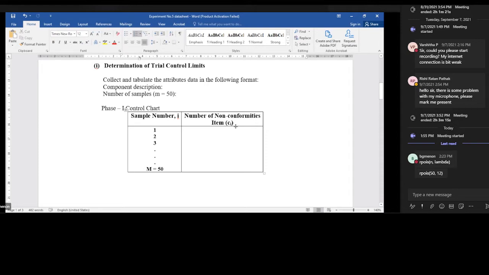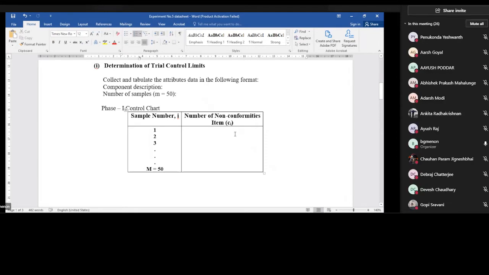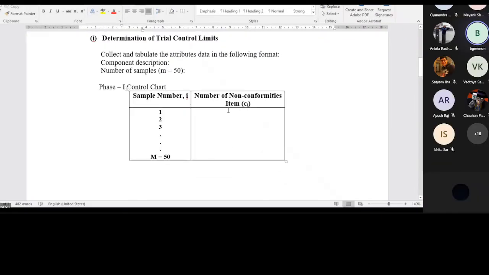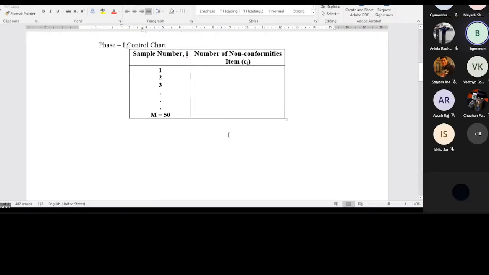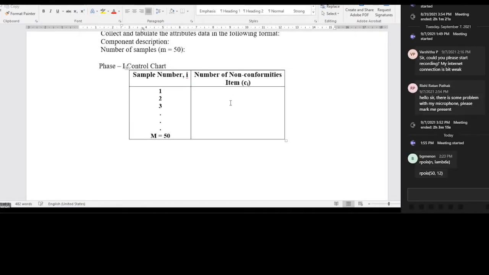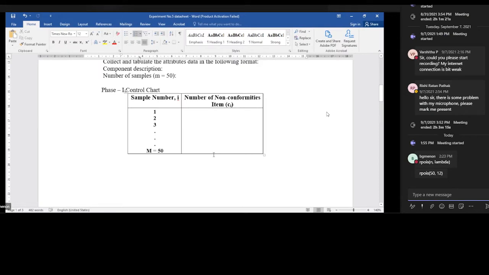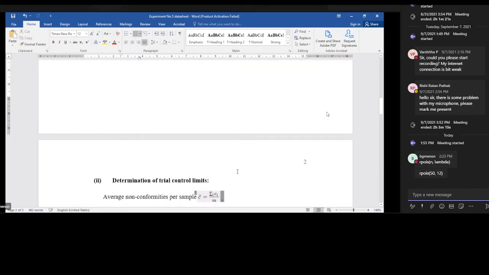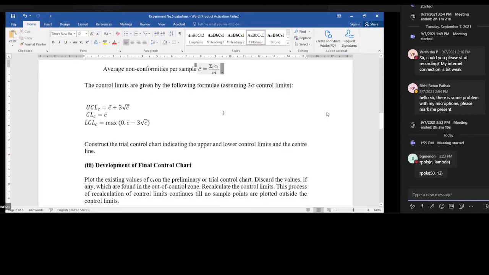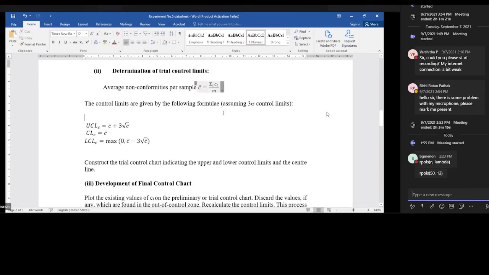All right. So non-conformities are the defects actually. So you will type the defects here, 1, 2, 3, etc. till m. Once you type the defects, the average number of non-conformities is the average of all the c's, so sigma ci by m. m is actually 50. Now once you get c bar, the average number of defects, you can use it to calculate the upper and lower control limits and plot the c chart.